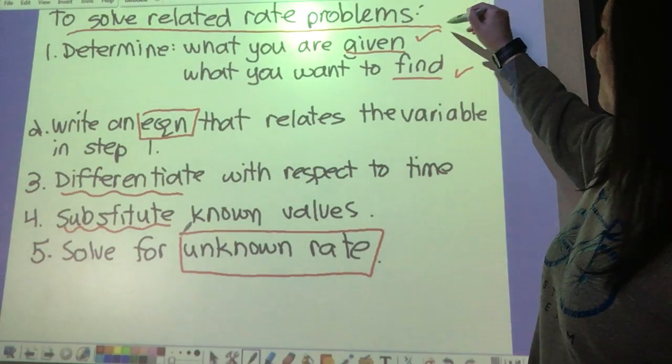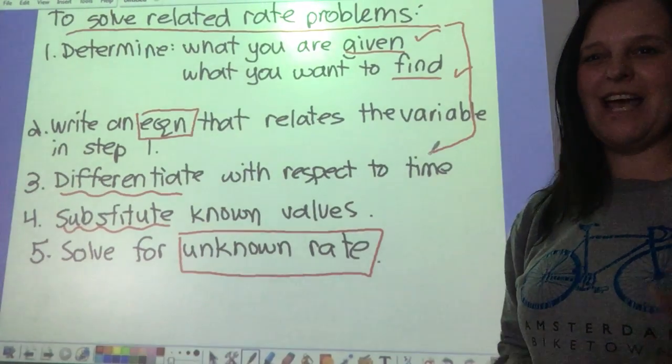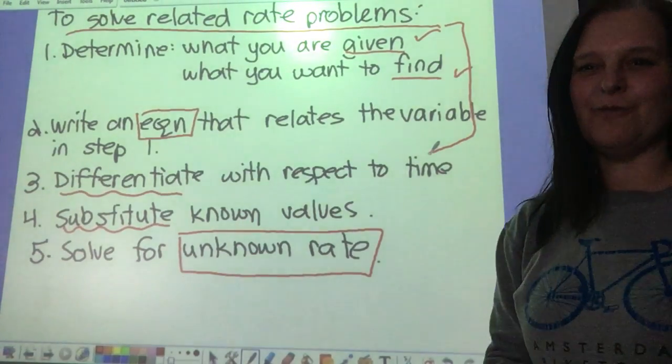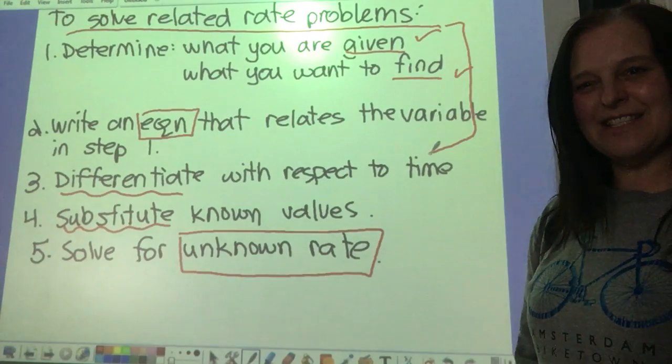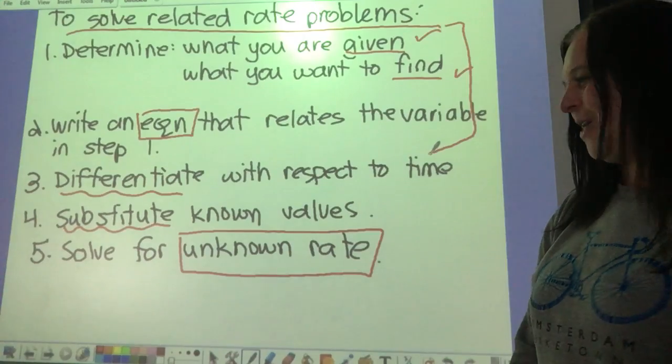Unfortunately, this is the fun part. Steps 1 and 2 are fun because every question has different variables and different equations and different ways they are related. So here we go. We'll try 3 together today, and then you have all week to work on this topic. Okay.